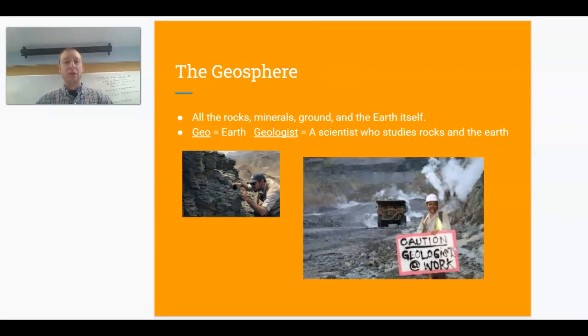So first of all, the geosphere. The geosphere is all the rocks, minerals, the ground, and the Earth itself. It comes from the word geo. Geo means Earth. You've heard the word geode, geologic, and a geologist is a scientist who studies rocks and the Earth.